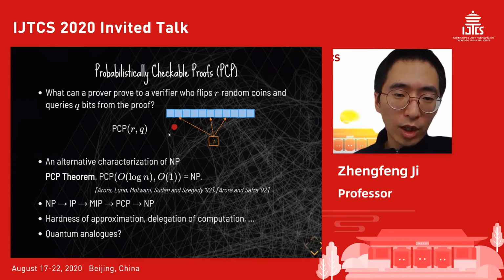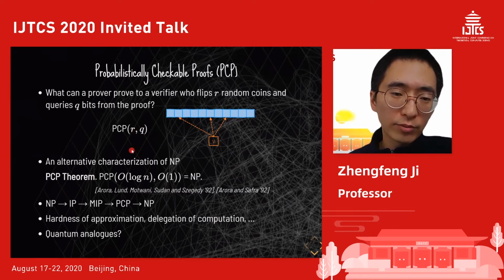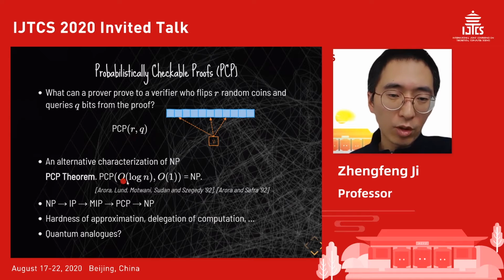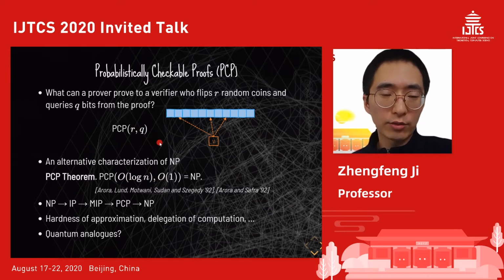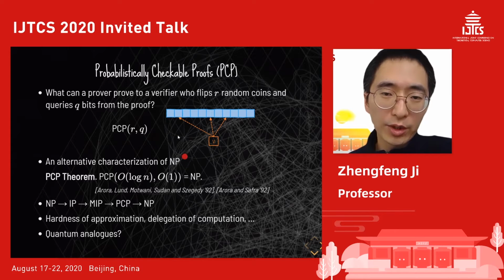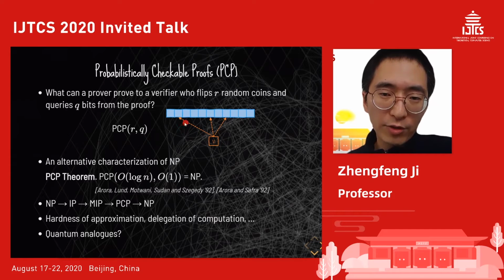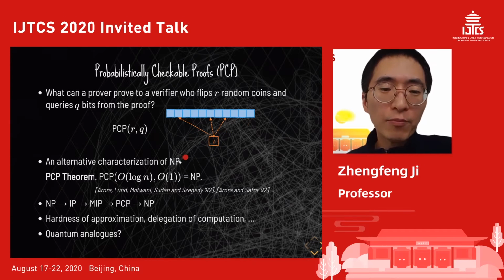For such a simple model, the PCP theorem says that if you have R, the number of coin flips, to be of order log n, and Q to be some constant, then this class exactly characterizes NP. This is surprising because in NP we have, for example, a proof of length n, and even to address these bits individually, we need to send messages of order log n. And this is just the simplest case you can imagine for verifying an NP statement.